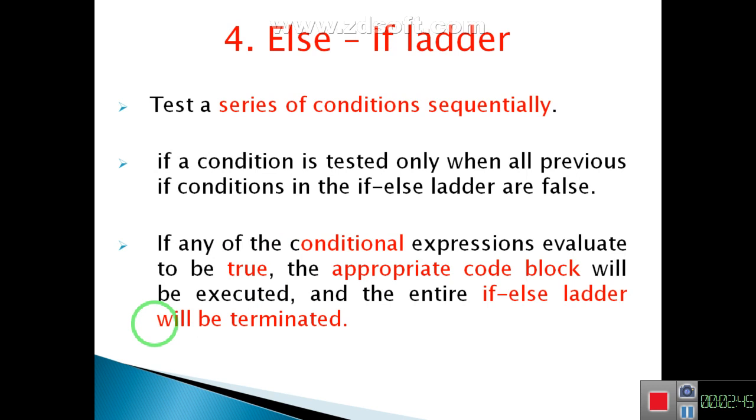If the third condition is true, the corresponding body will execute. In case the third condition fails, it will go for checking the next condition. Similarly, it is going to check the n number of conditions. If any one condition is true, the corresponding body will execute. The remaining entire else if ladder will terminate.